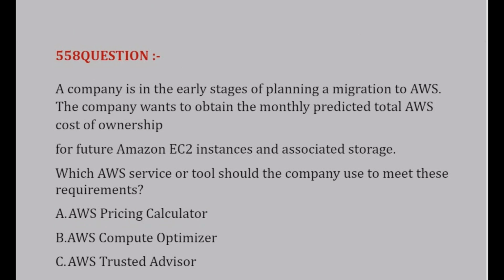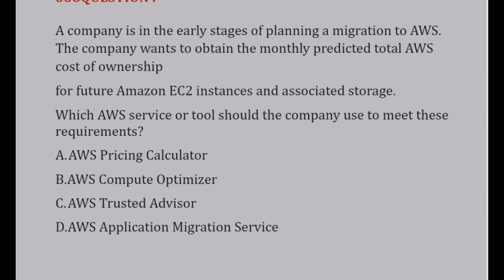Question is, a company is in the early stages of planning a migration to AWS. The company wants to obtain the monthly predicted total AWS cost of ownership for future Amazon EC2 instances and associated storage. Which AWS service or tool should the company use to meet these requirements? Option A, AWS Pricing Calculator. Option B, AWS Compute Optimizer. Option C, AWS Trusted Advisor. Option D, AWS Application Migration Service. Correct answer is option B.